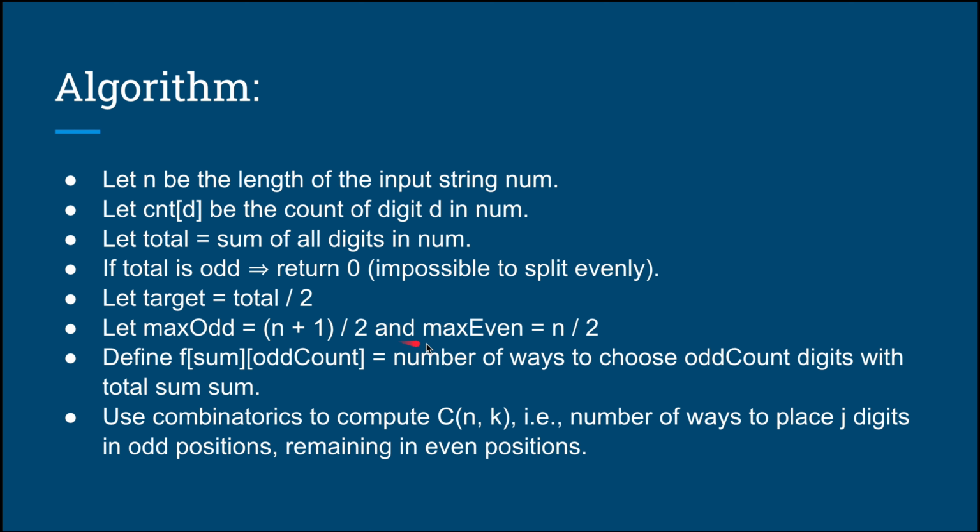Then we'll find the max even. N by 2 will be the max even, right? Then we'll define the function f of sum and total count, right? Then we'll find the number of ways to choose odd count digits with the total sum, and then we will use the combinations to compute C n k.